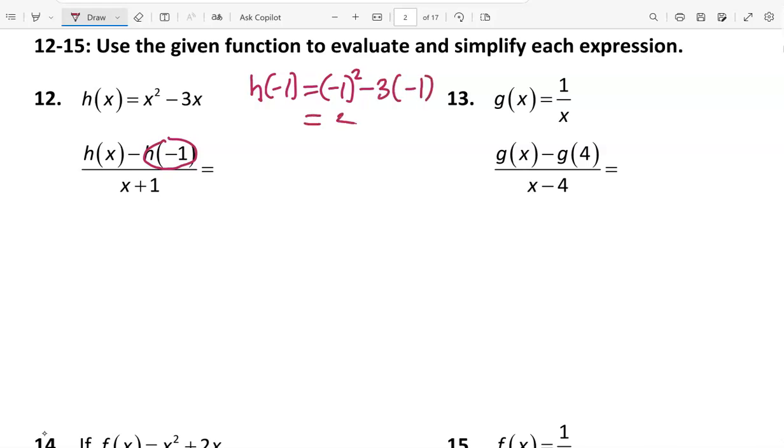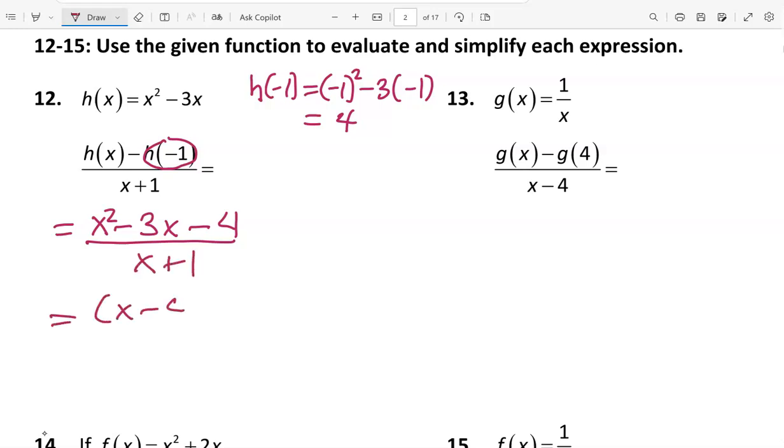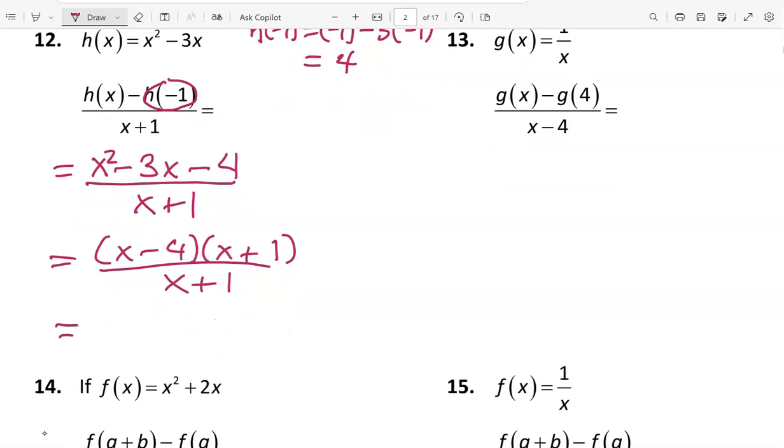If we do the arithmetic, that number is 4. So that means that this expression is h of x, which is x squared minus 3x, minus h of negative 1, which is negative 4, divided by x plus 1. From this point, the numerator can be factored into x plus 4 times x minus 1, or rather x plus 4 times x plus 1, and then we can simplify, and that's x minus 4 in simplified form.